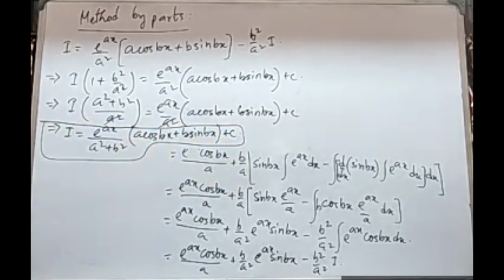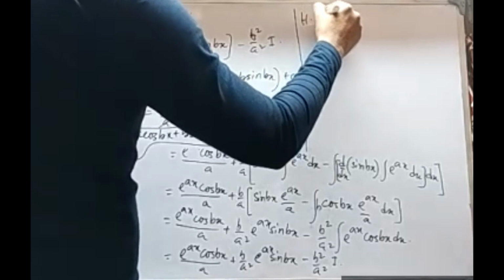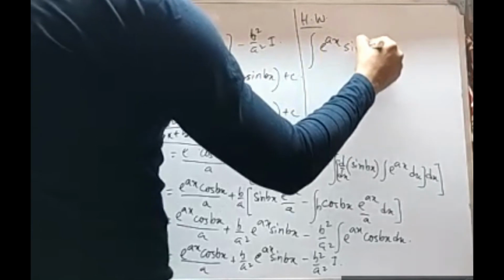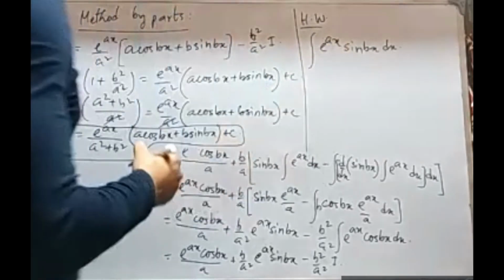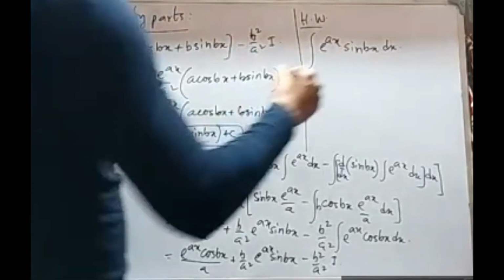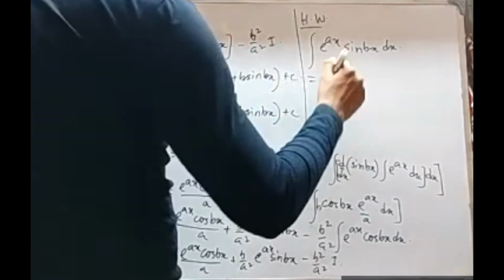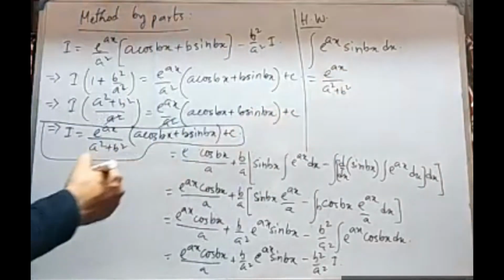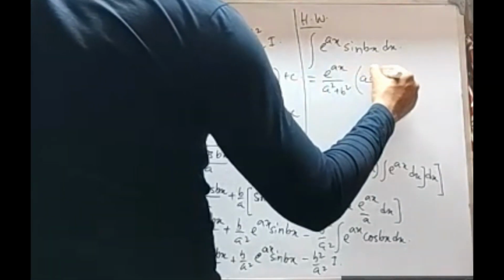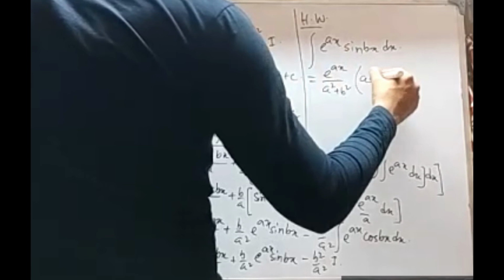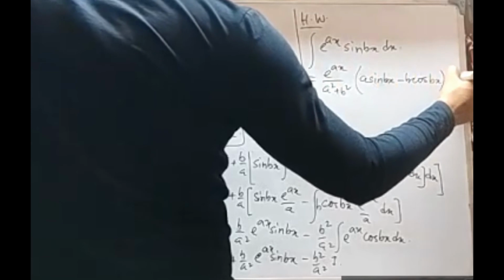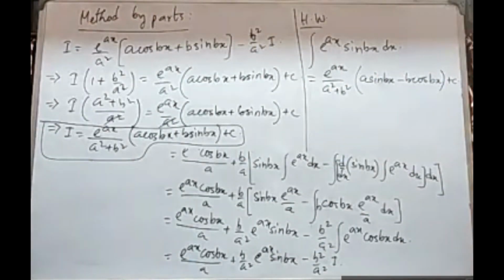And following the same steps, one homework is there: integration of e to the power ax sin bx. And in the same way, the answer should be almost the same, e to the power ax by a square plus b square into a sin bx minus b cos bx plus c. This is your homework.